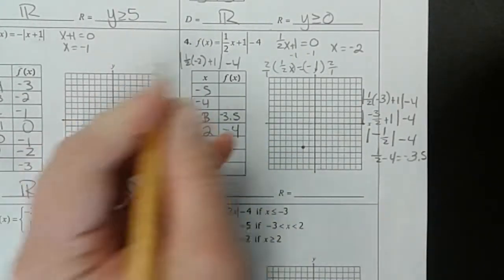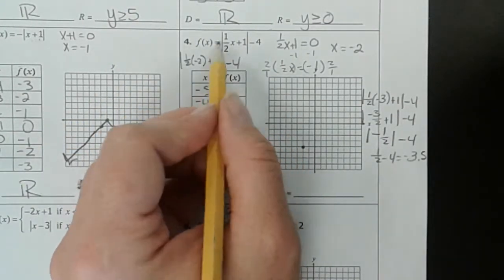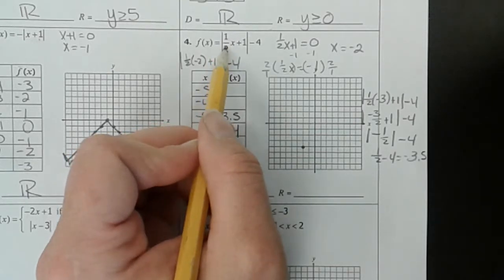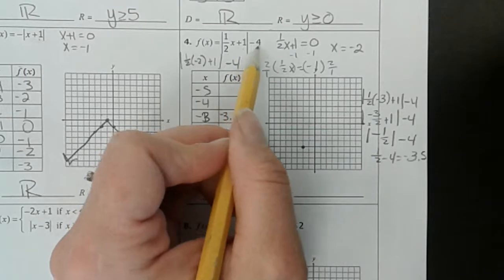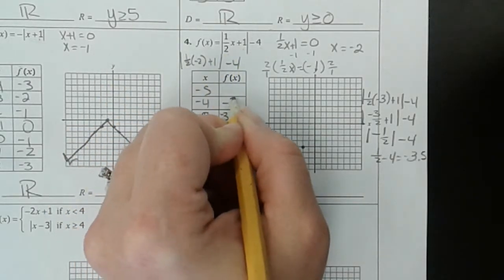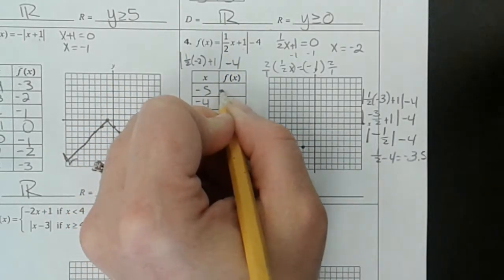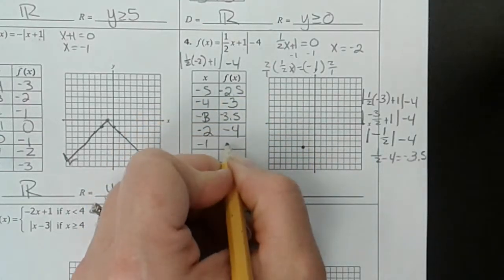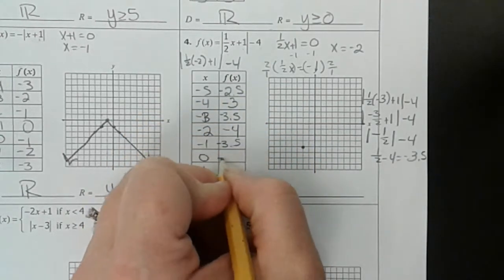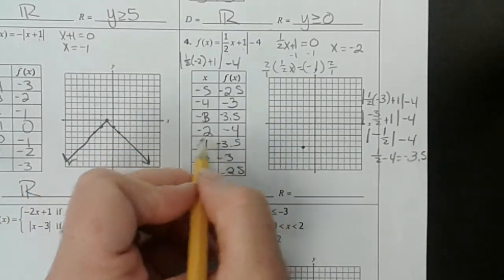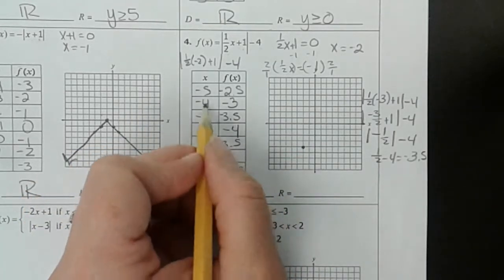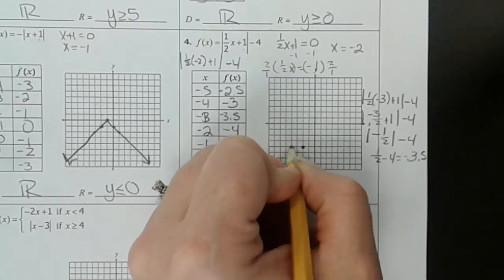Okay? When we plug 0 into this, we get 0 divided by 2 is 0 plus 1 is 1, and 1 minus 4 is -3. And then see the pattern. This one's -2.5, this one's -3.5, -3, and -2.5. So we're just going to graph this, and I'm just going to graph the even ones. It makes it easier.